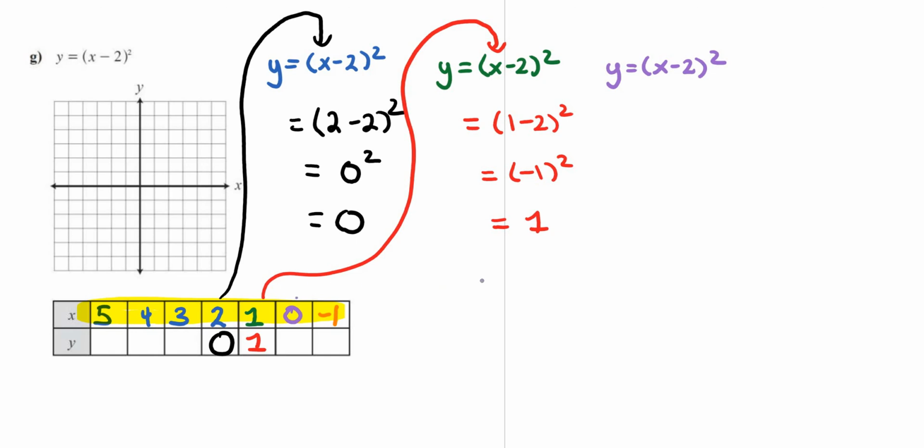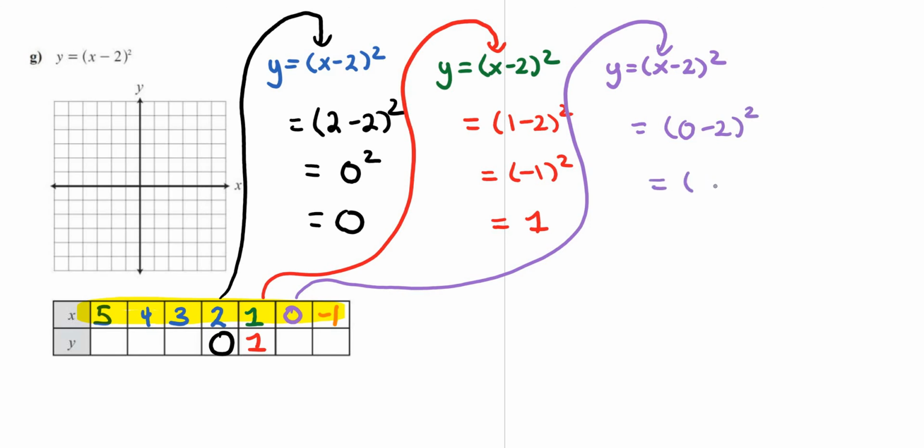Now let's try x is equal to 0. So that's going to be (0 minus 2) all squared. 0 minus 2 is going to be negative 2 squared, and negative 2 squared is going to be positive 4. All right, and then you would do the rest, and if you do the rest, you get 9 over here, you get 1 over here, you would get a 4 here, and you'd also get a 9 over there. And after that, you would just kind of plot the points.